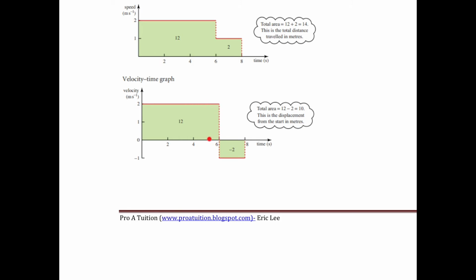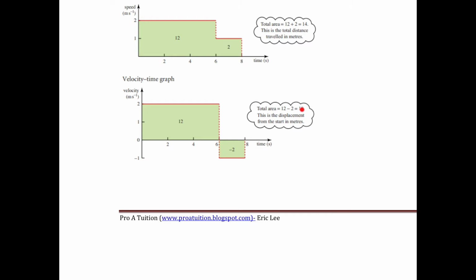For velocity time graph, you can see here, the area over here represents displacement. And this area, if you go and count the area, you end up with -2. So you have to consider the plus or the minus when it is velocity time graph. When it's below the time axis, the area here, you have to take -2. So if you total up these two, you will get 12 minus 2 equal to 10. And that represents the displacement.